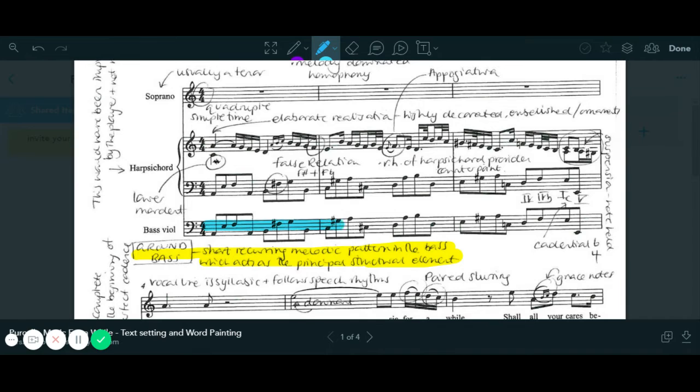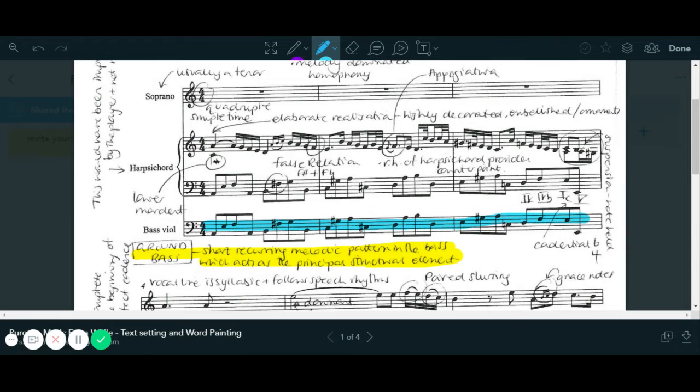It's 3 bars long, which is unusual because we usually have 2, 4 or 8 bar sections in music, but that's your ground bass, okay? So it's a short recurring melodic pattern in the bass. It acts as the principal structural element and the melody parts above it change, okay? It could also be known as a basso ostinato, and it's used in forms such as the chaconne and the passacaglia. And I'll put some examples of that in the wider listening section.